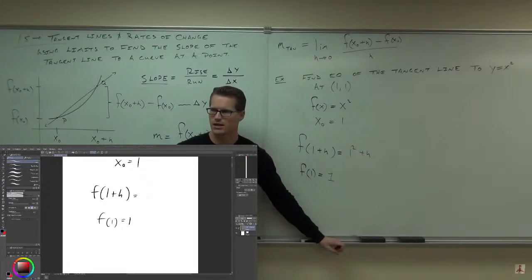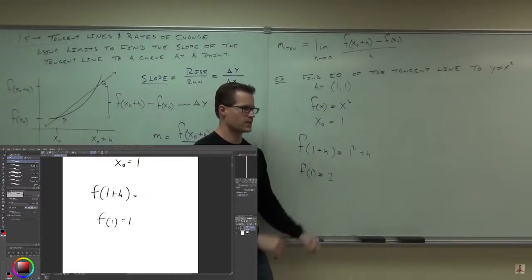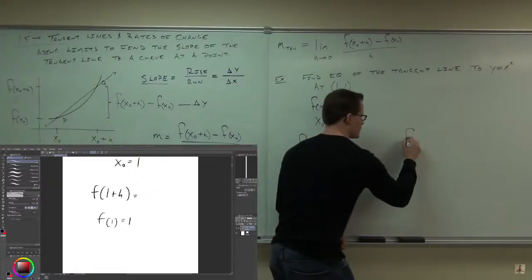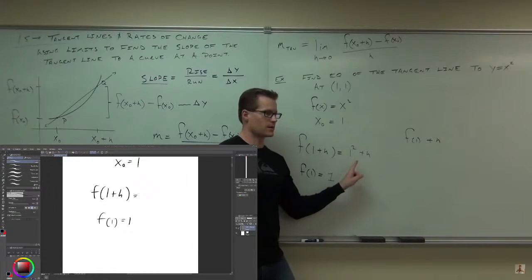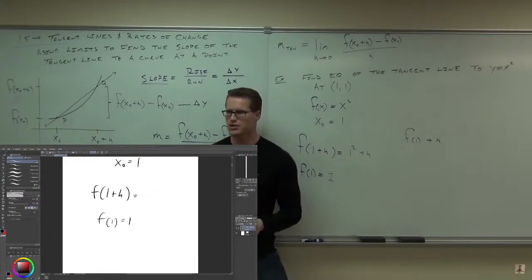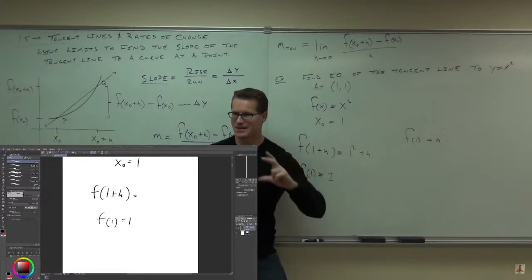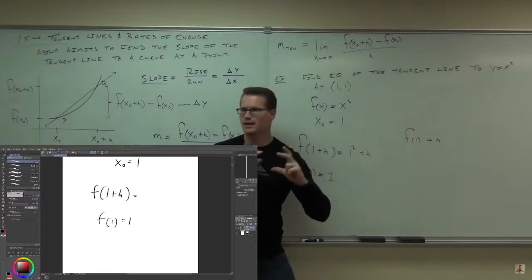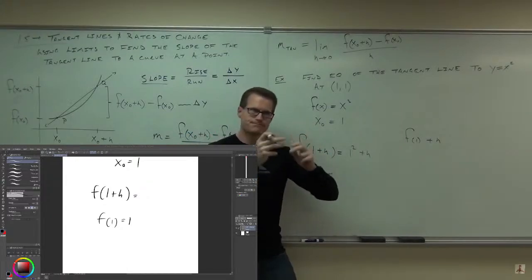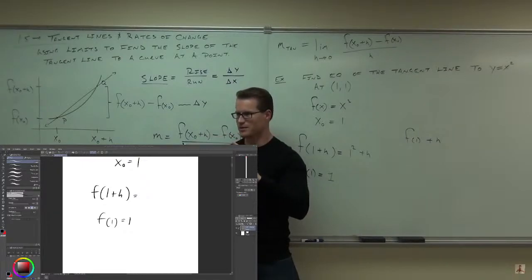Do you see the mistake? This isn't f of (1 plus h). That would be written like this. That is that. Okay? This isn't f of 1 plus h. It's f of (1 plus h). You can't separate it. It's like one thing for you, right? Whatever I have in there, that's what you're plugging in. You don't do f of 1 plus h separately. You do f of (1 plus h), like it's one word. Do you get it?